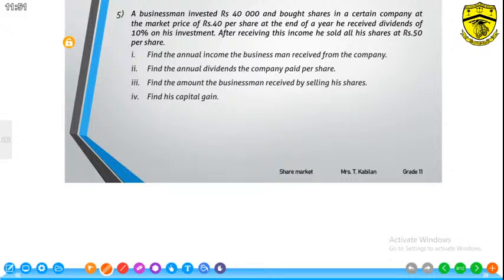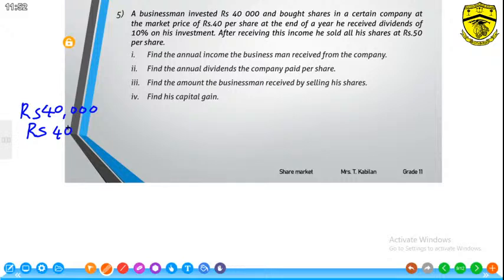First of all, we may write the data of this question. The businessman invested rupees 40,000, so the invested amount is rupees 40,000, and he bought shares in a certain company. We don't know the number of shares, so let us take it as X. The market price of each share is rupees 40.